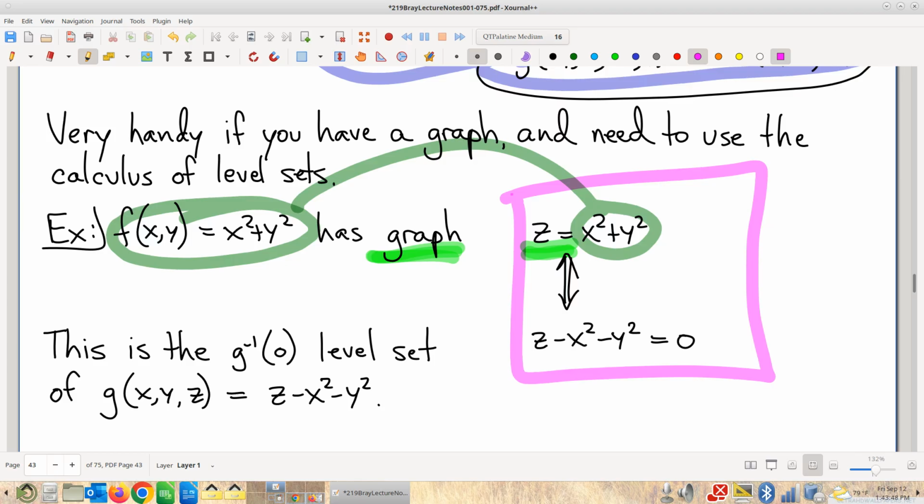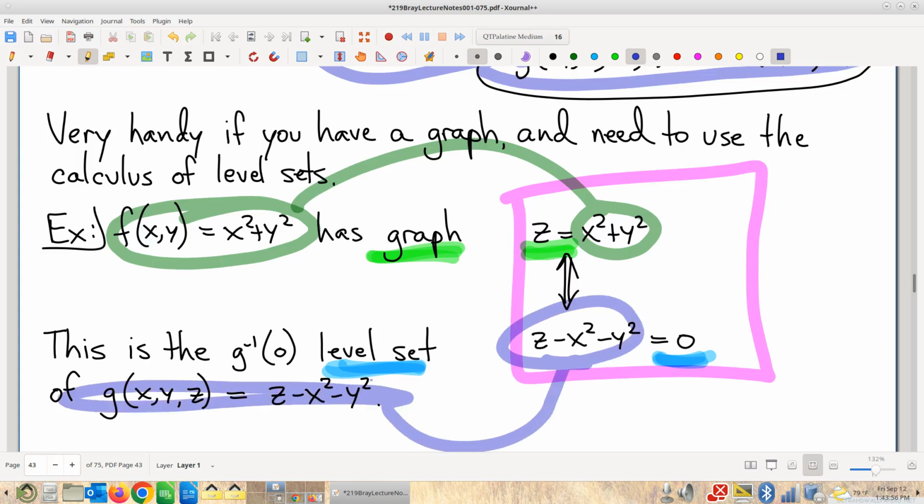And what we see now is that, yes, we can view it as a level set. And this is the new function, the function g, to which you can apply the calculus of level sets and infer conclusions about what this level set looks like. That is, what the original graph looks like. Does that make sense to everybody? Okay, real nice little trick, very useful in lots of circumstances.